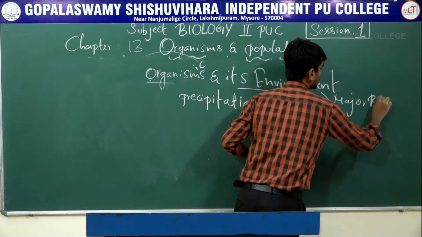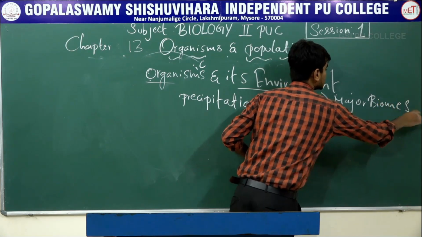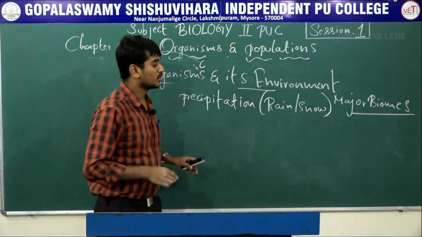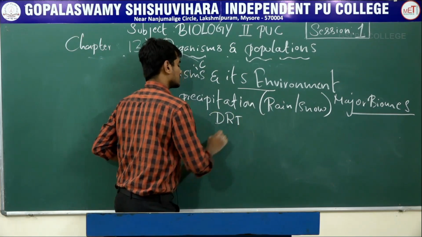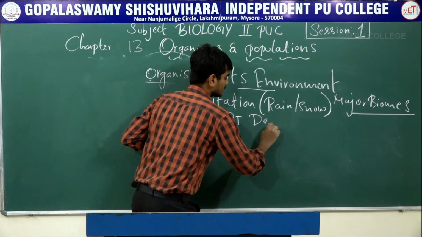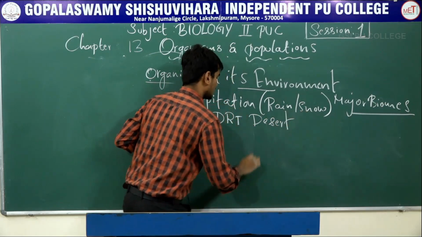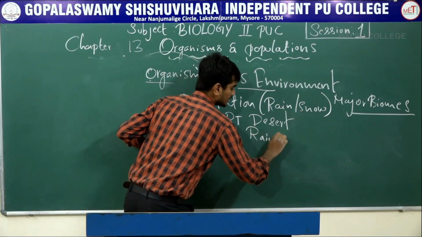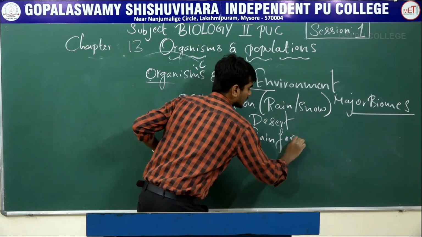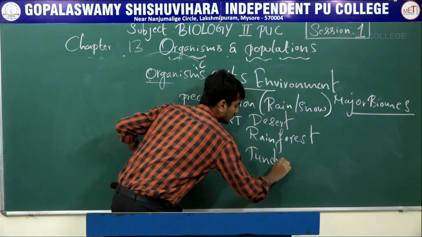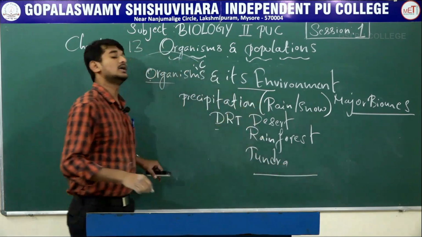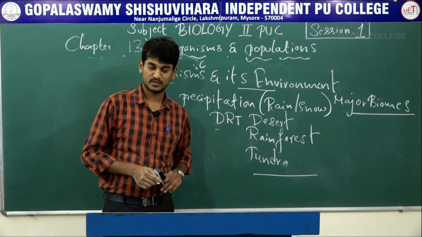So what are the major biomes? I will give a simple key to remember the major biomes: D, R, T. D means desert, and rainforest, and tundra. So these are all called major biomes.